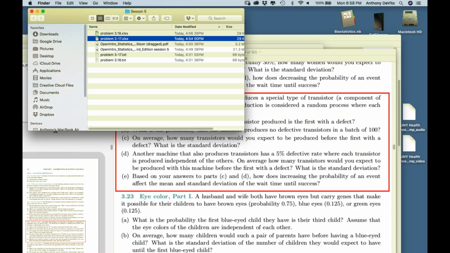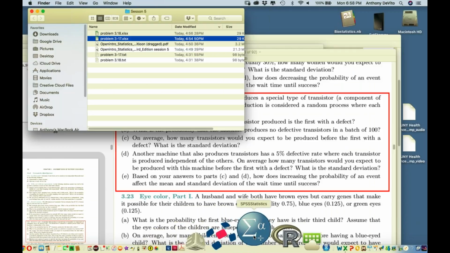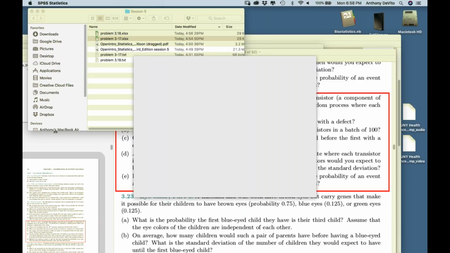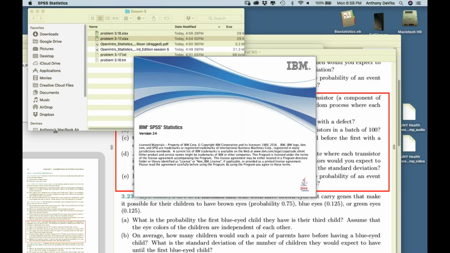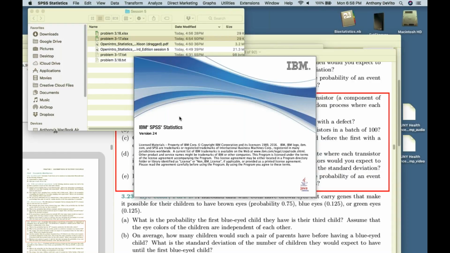in SPSS. I'm going to open them in SPSS. So I'm going to go down here, start up SPSS. And SPSS will allow me to import Excel files and work with them in SPSS. So I'm going to demonstrate that. I'm going to start SPSS, and hopefully it'll start up quickly. It's taking a while.